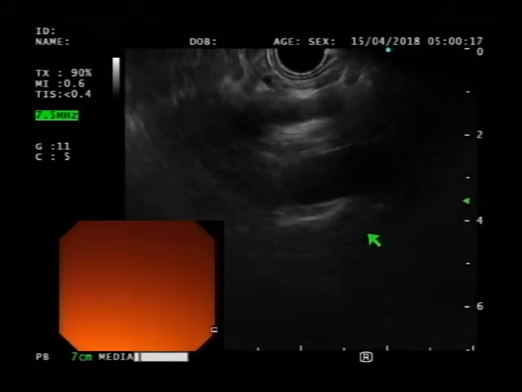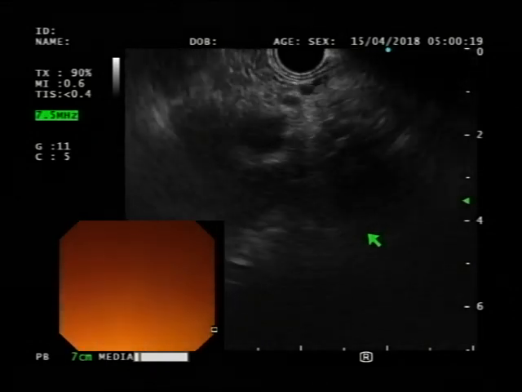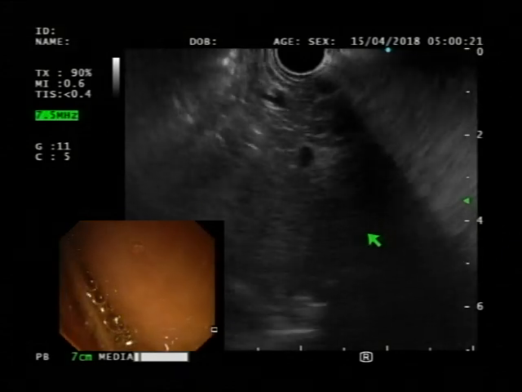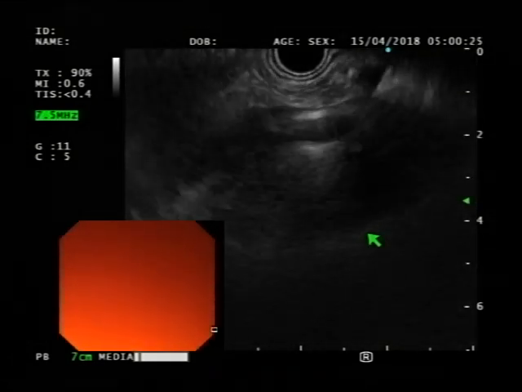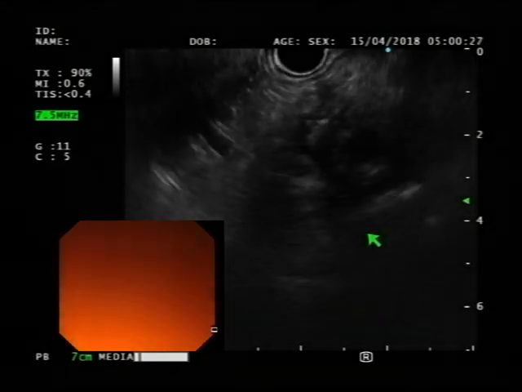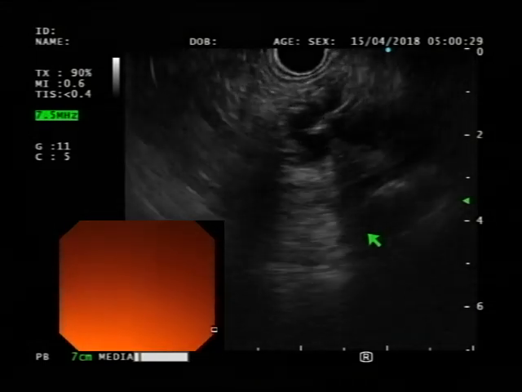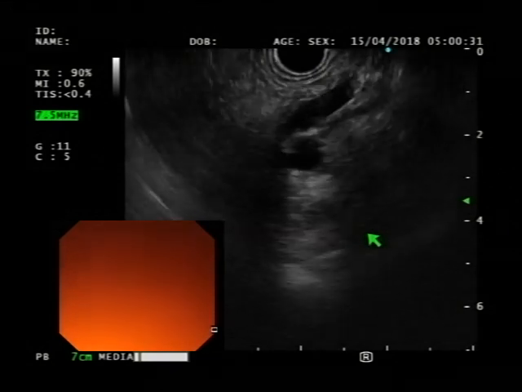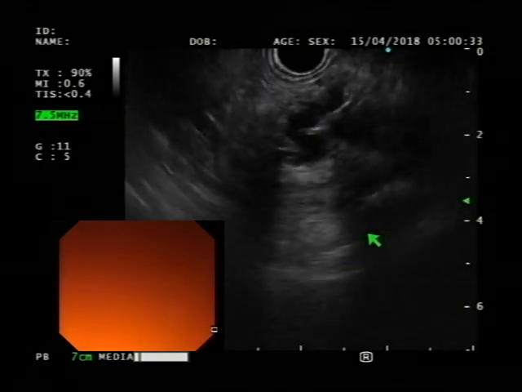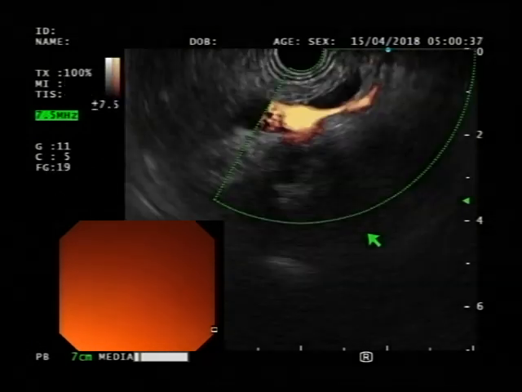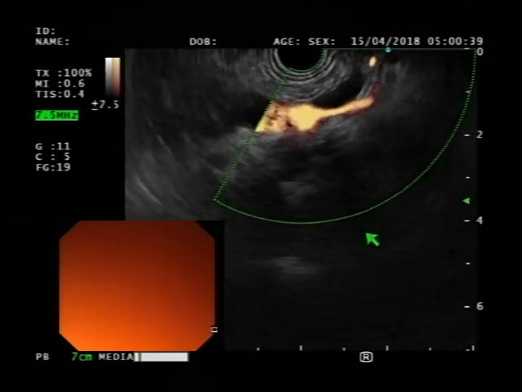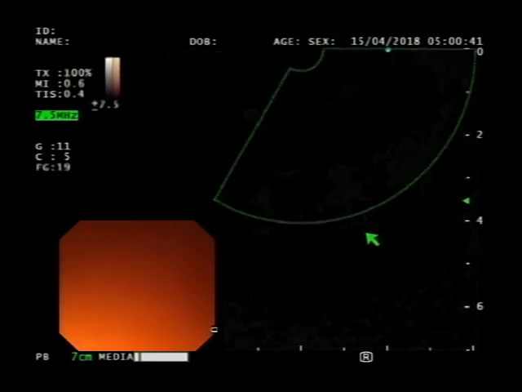That maybe SMV. That's V, perhaps. There. Where? Let me see. So it's actually this here. So we were actually looking at the wrong vessel. So this is your confluence. Right. Okay.